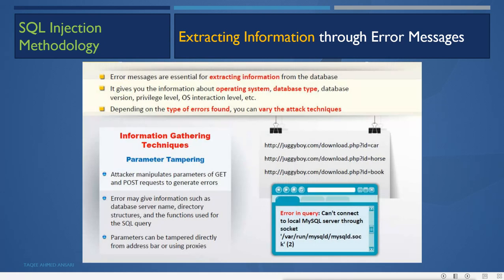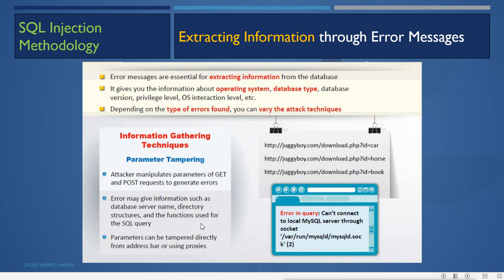Extracting information through error messages. Error messages are essential for extracting information from the database. They give you information about the operating system, database type, database version, privilege level, OS interaction level, etc. Depending on the type of errors found, you can vary the attack techniques.